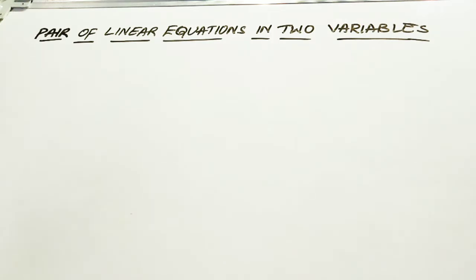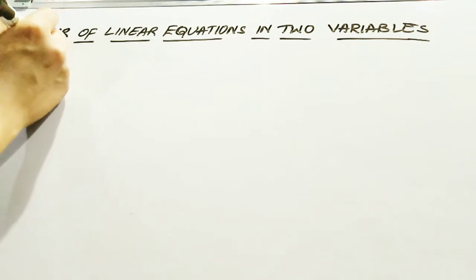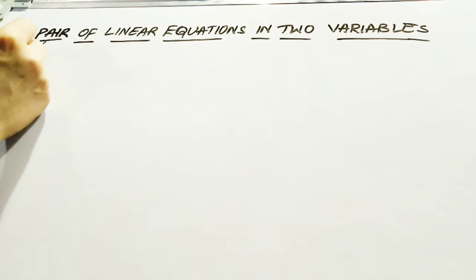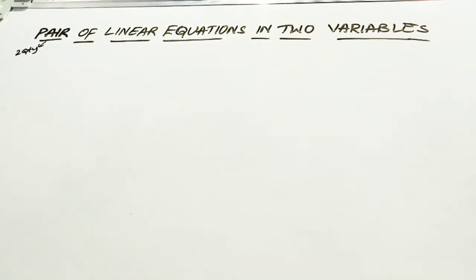The difference is that CBSE has elaborated the topic, and the Telangana State Board has minimized the level of the topic. The concept is the same. Today we are going to discuss pair of linear equations in two variables. Pair. What do you understand by pair? Whatever the pair, it must be of two quantities. Two in number must be there. That is called a pair.